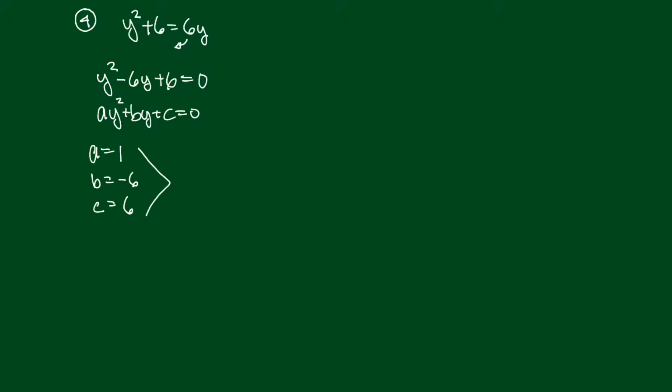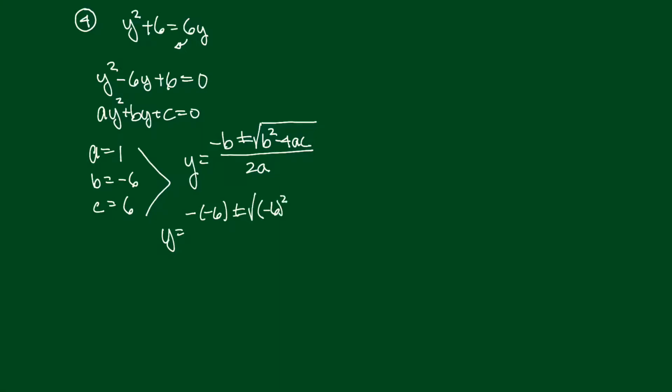Let's substitute into the quadratic formula. I'm going to write the formula, but instead of x, I'll write y because that's our variable. This is negative b, or the opposite of b, plus or minus the square root of b squared minus 4ac all over 2a. Let's substitute. So y equals negative b, but b is negative 6, plus or minus the square root of negative 6 squared, b squared, minus 4 times a, which is 1, times c, which is 6, all over twice a, which is 1.